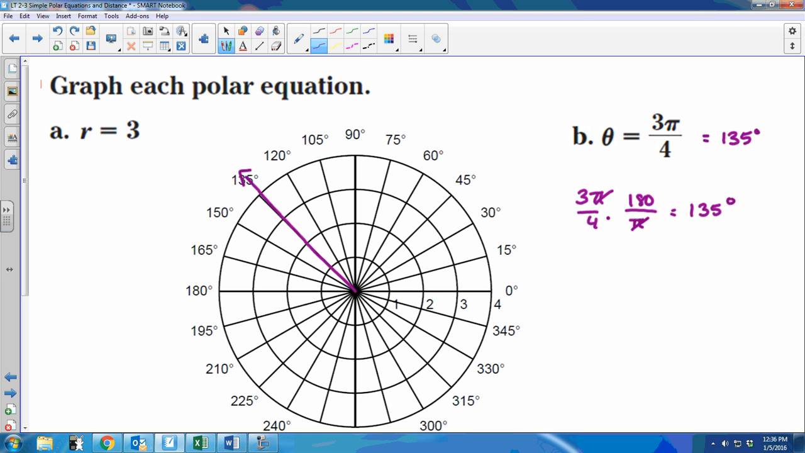But what if r was negative? You have to go backwards. So the graph of theta equals a constant is going to be a straight line. It includes the ray and the opposite ray, because when r is negative, you go to the opposite ray.